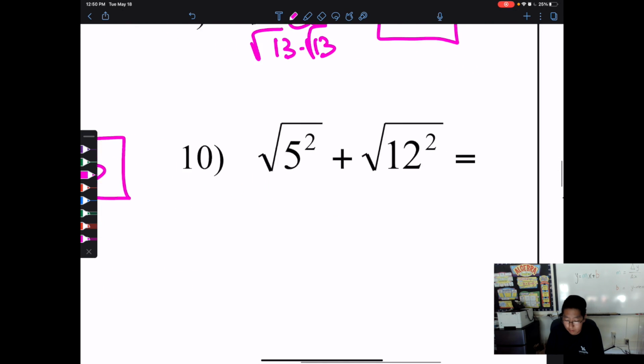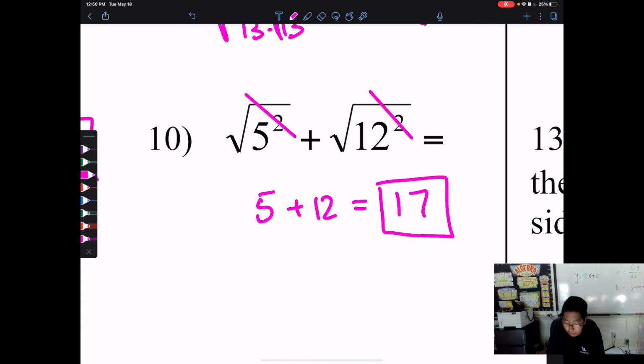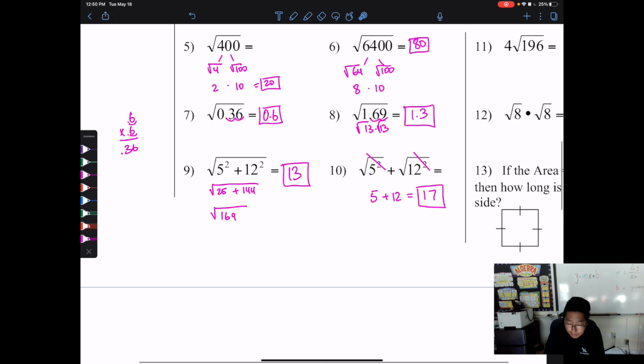All right, here. Square root of 5 squared, well, it's that concept, right? They cancel each other out. 12 squared, they cancel each other out. 5 plus 12 equals 17. Notice that the answers are different. They are different because the problem is literally different. Okay?